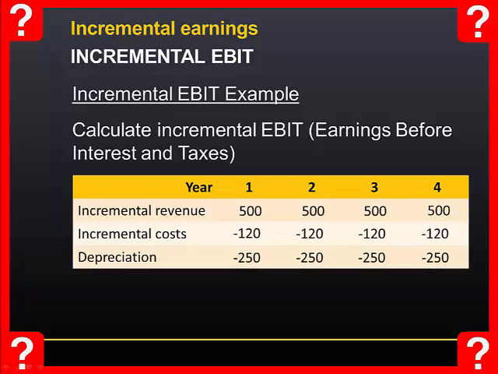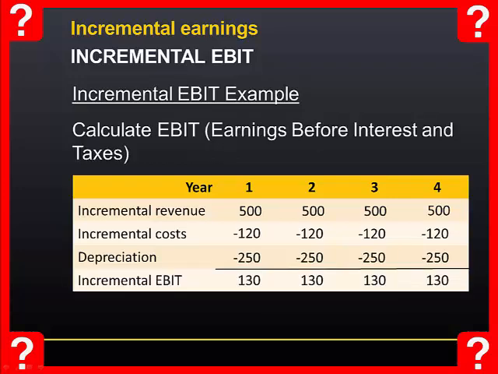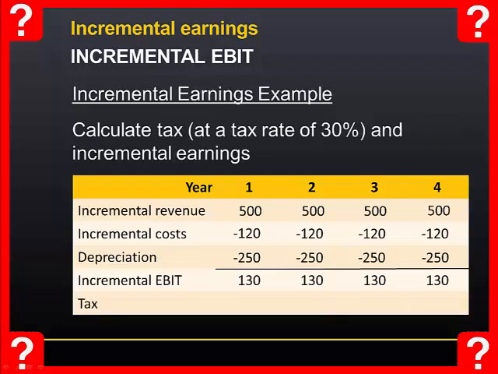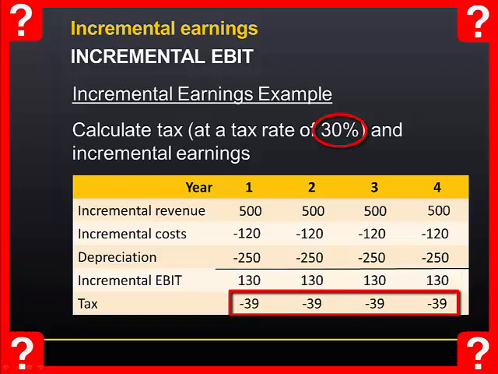So to calculate incremental earnings before interest and taxes, we just have to sum these amounts, and we get $130 per year. In order to calculate total earnings, we need to adjust the EBIT for tax. If the tax rate is 30% and the incremental EBIT per year is $130, then the tax is equal to 30% of $130, or $39.